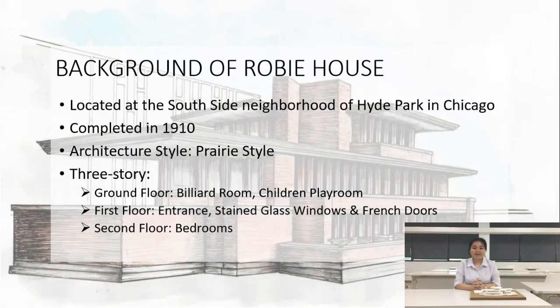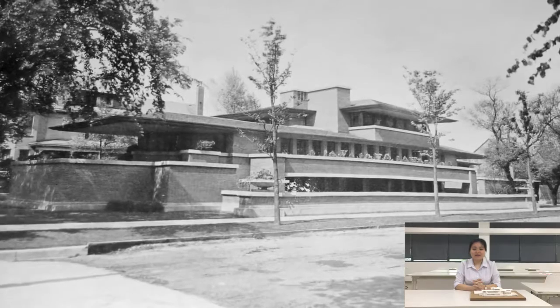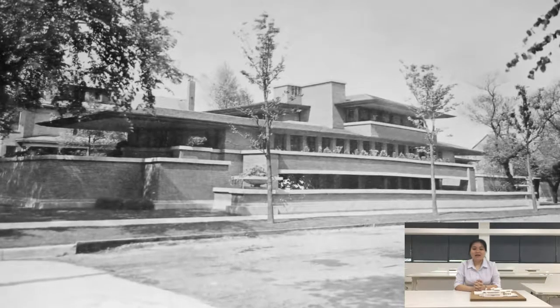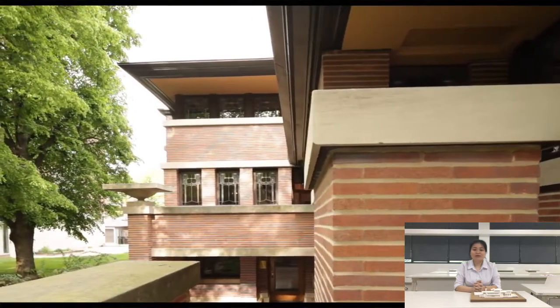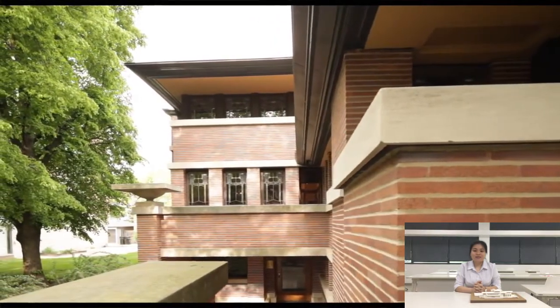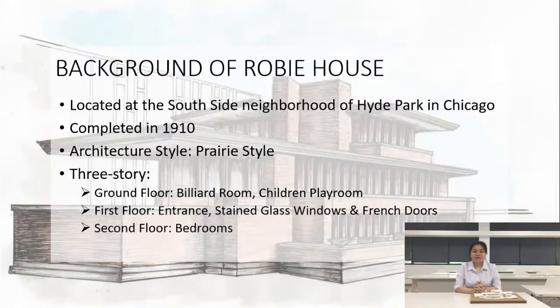Robie House, located in the South Side neighborhood of Hyde Park in Chicago, was completed in 1910. It was a combination of innovative modern design, later known as Prairie style. Robie House was designed with 3 stories. The ground floor served as a billiard room, children's playroom, and other rooms.